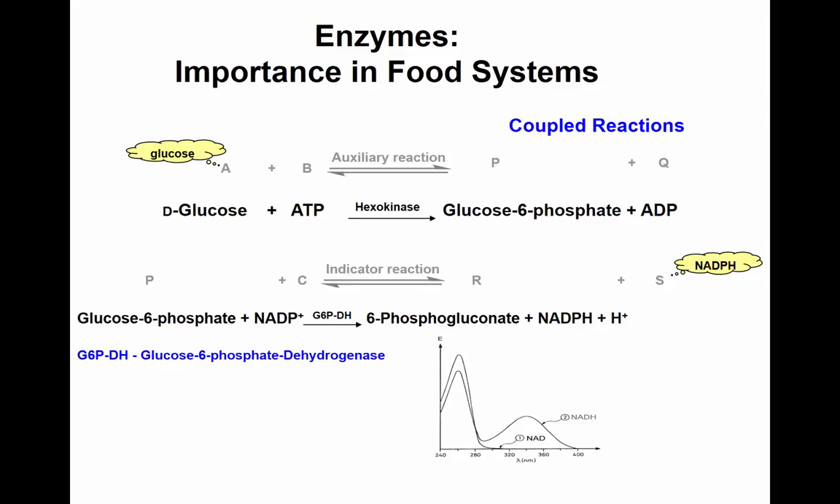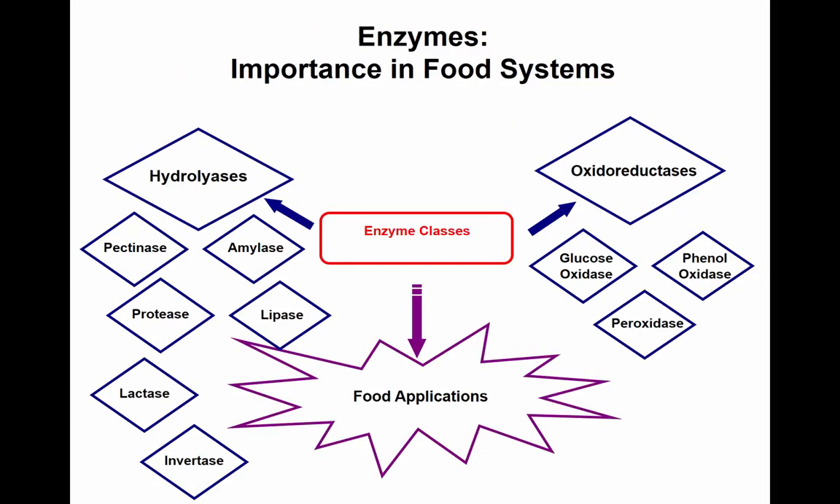All right, here's an example of a coupled reaction. You have glucose, ATP, and hexokinase, which is a transferase enzyme, one of the six classes, which transfers a phosphate group to glucose. And you end up with glucose 6-phosphate and ADP. This product is a reactant in the second reaction, the indicator reaction. So you have glucose 6-phosphate with NADP in the presence of glucose 6-phosphate dehydrogenase, and you end up with NADPH, which is the one that absorbs light here. NADP does not absorb light at a particular wavelength, and NADPH does.